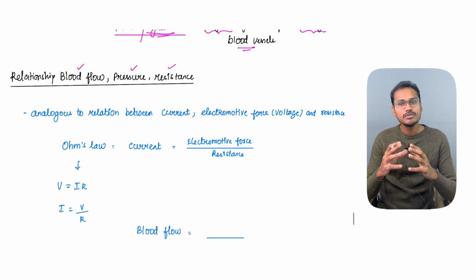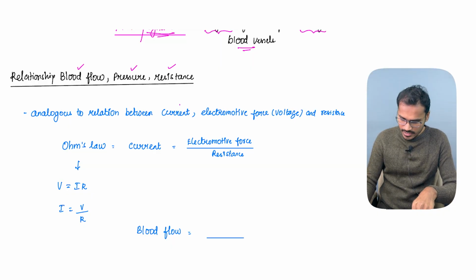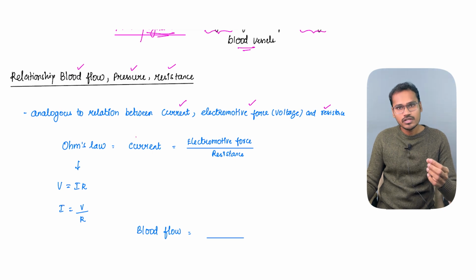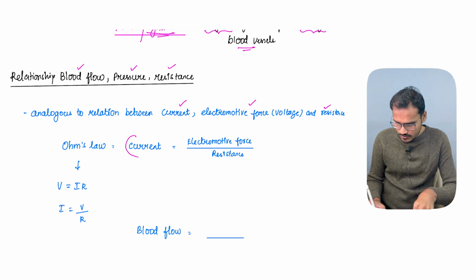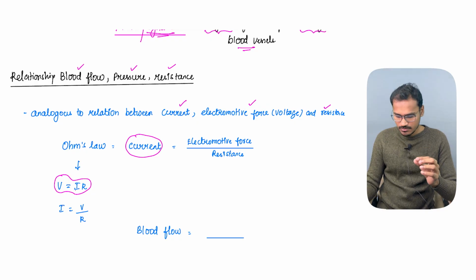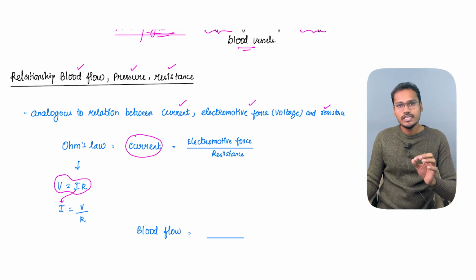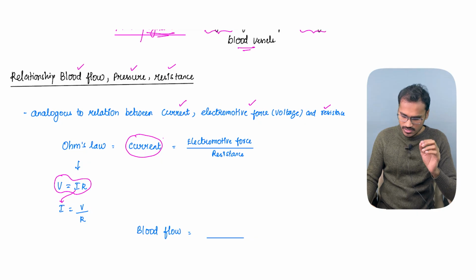It is very similar to Ohm's law, which relates current, electromotive force and resistance. All of you must know that Ohm's law says current is equal to electromotive force by resistance. You must have read it like V is equal to IR, where V is the voltage, I is the current and R is the resistance. When you rearrange it, I comes to this side, so the current is equal to V by R, which is the electromotive force upon resistance. So this is the formula given.